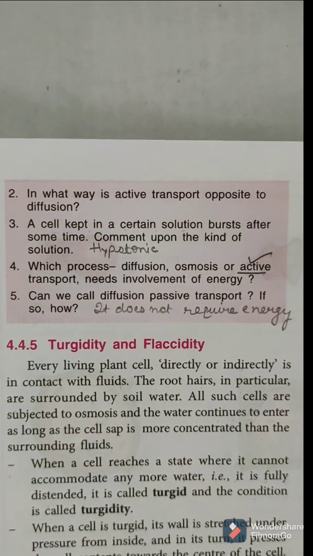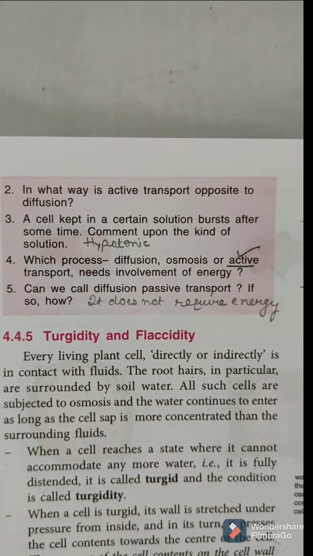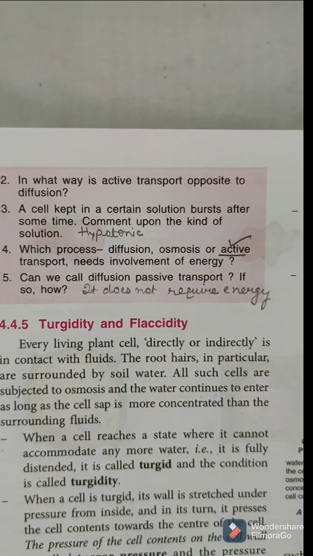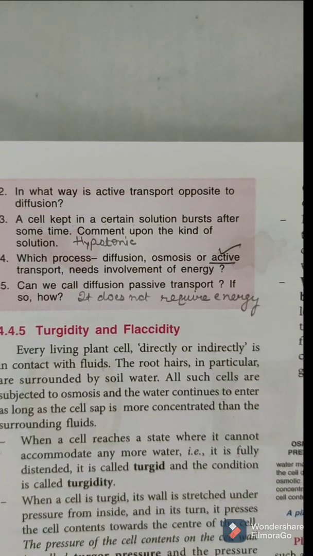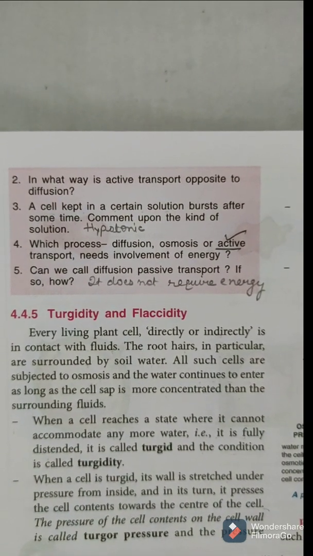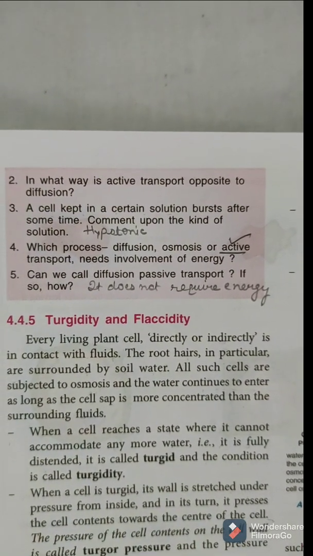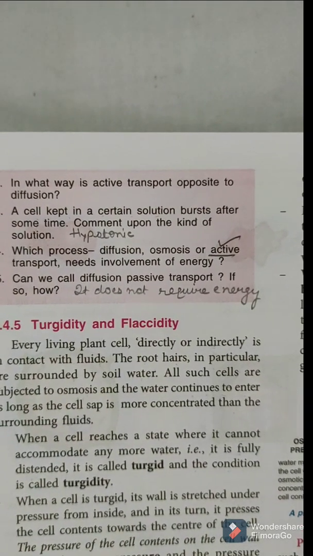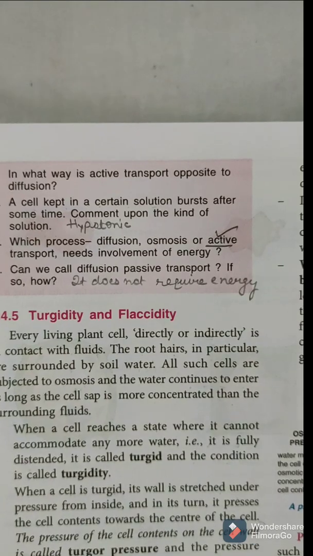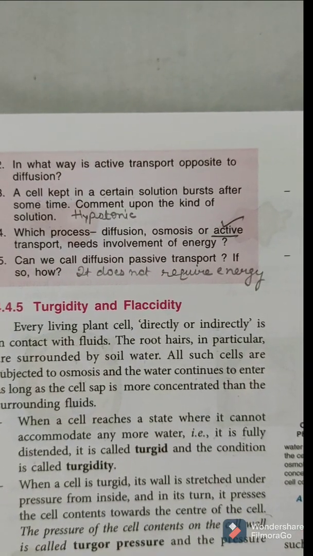Next page we have, in what way is active transport opposite to diffusion? You have to give the definition. Both definitions, active transport and diffusion. Third, a cell kept in a certain solution bursts after some time. So now comment upon the type of solution. It will be hypotonic because when cell becomes turgid due to hypotonic solution, ultimately it will burst.